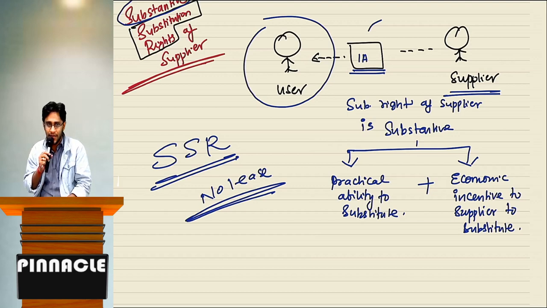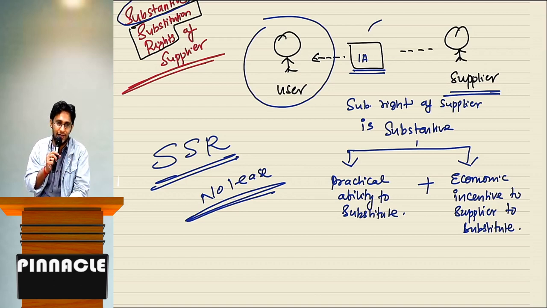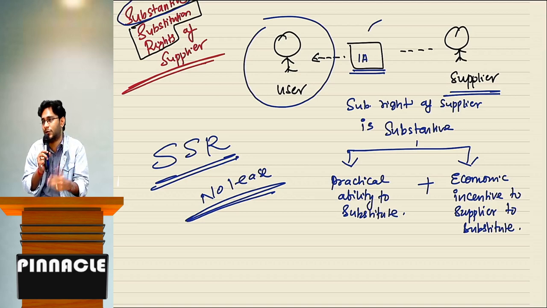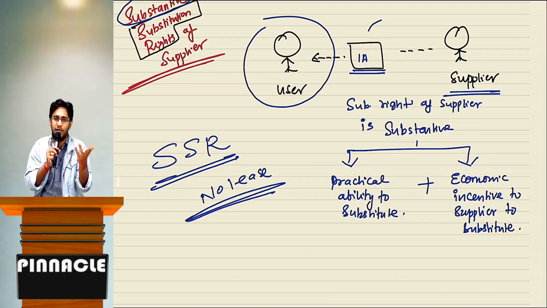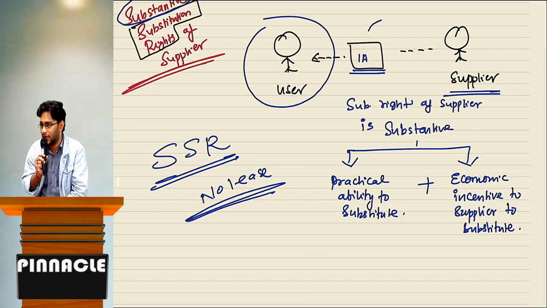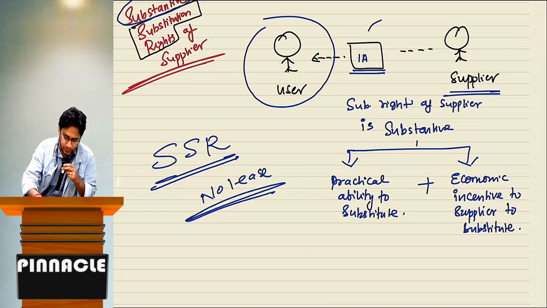Exactly the same thing, sir. The supplier should have the ability to substitute, and because of doing the substitution, he should be able to benefit from it. Then what is the chance of substitution? Highly likely. So the asset the lessee is taking today is highly likely to be substituted. There is no identified asset and there is no lease transaction.